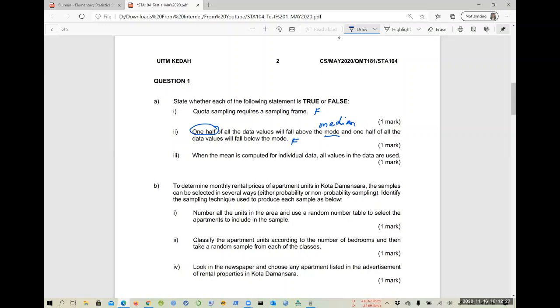The third one, when the mean is computed for individual data, all values in the data are used. What it means here is that when you calculate the mean for individual data, you are using the ungrouped data set. So when you calculate the mean using the ungrouped data set, you must include all the values. So this one is true. That is the answer for the first part.